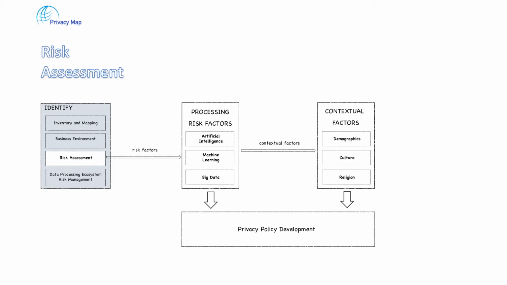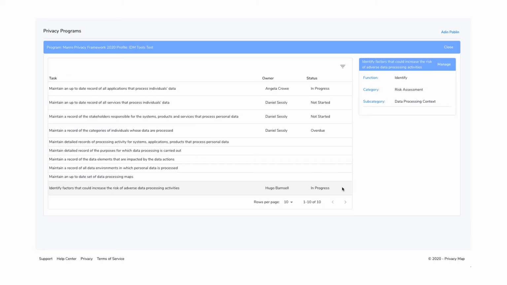We can use a risk assessment tool to capture, score and rank these factors, and this will help us to develop appropriate priorities around the large amount of work that we have to do. Let's see how we can do this using Privacy Map.